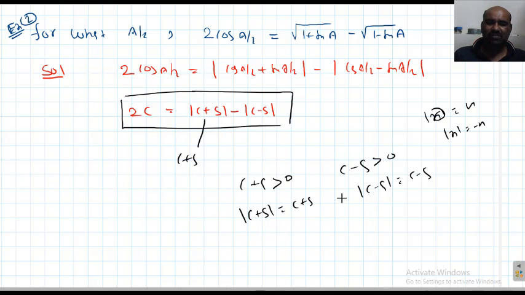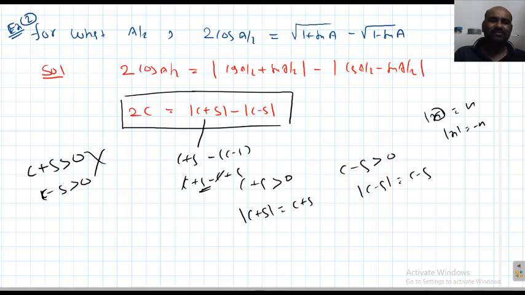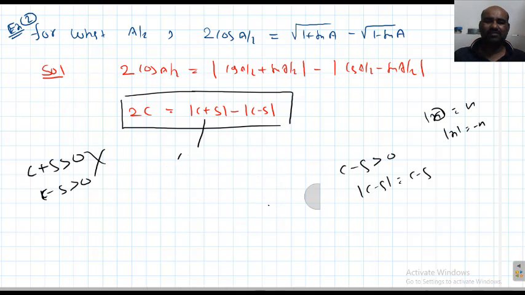So what happened here? C plus S will stay as it is, and C minus S will stay as it is. Already one minus is there, no? C plus S minus C plus S. Then what you will get? 2S you are getting, but we need 2C. That's why this condition fails. C plus S greater than 0 and C minus S greater than 0, the condition failed. So we need to check for another.